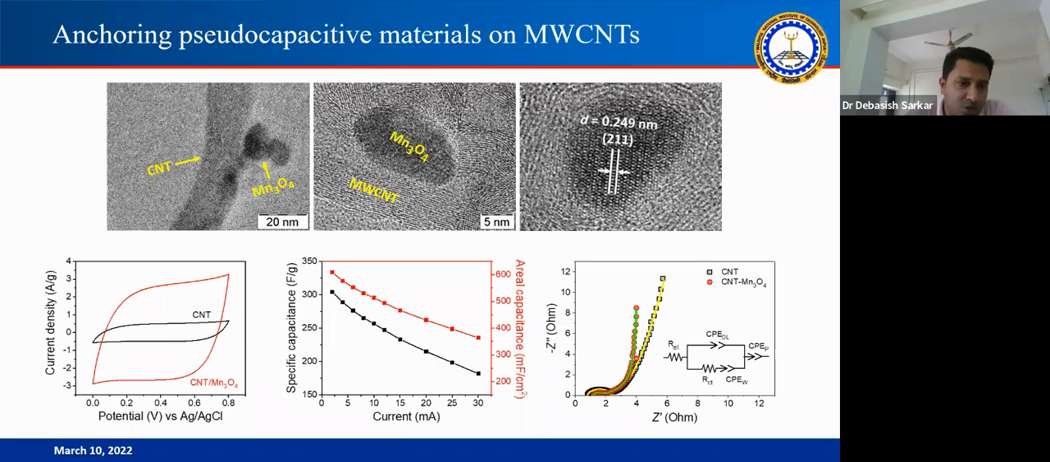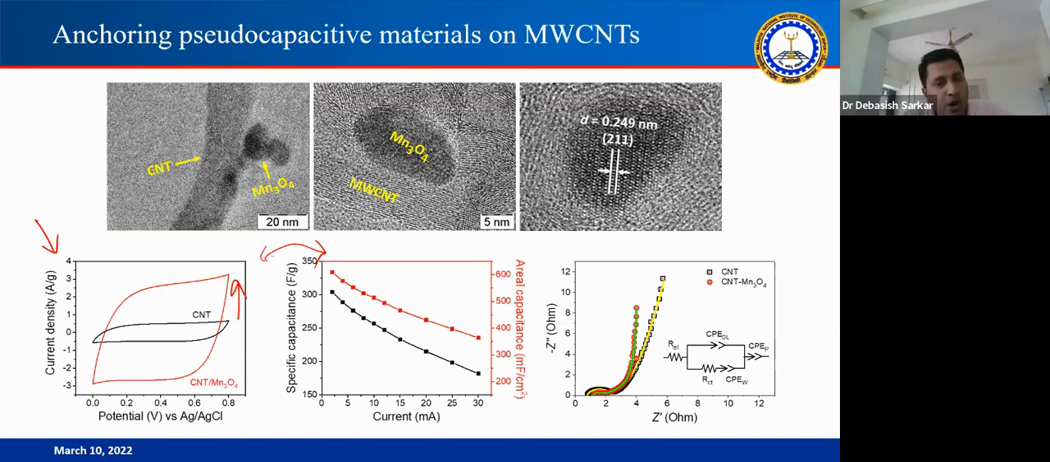So the CV here shows, the black curve shows the performance of CNT and the red curve shows the performance of CNT Mn3O4. That means the improvement is significant after making the composite material. And this is also represented in terms of specific capacitance. In the second figure, where specific capacitance is plotted against current, it is a comparison of rate performance. These two graphs show definitely that there is an improvement in performance after anchoring these transition metal oxides on the CNT surface. So we prepared manganese oxide on CNT and iron oxide on CNT.